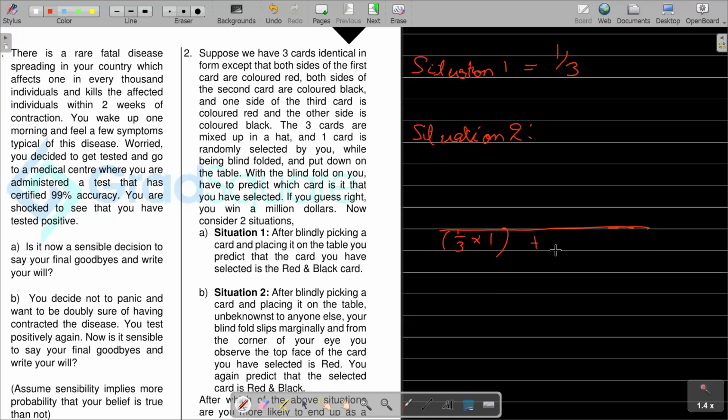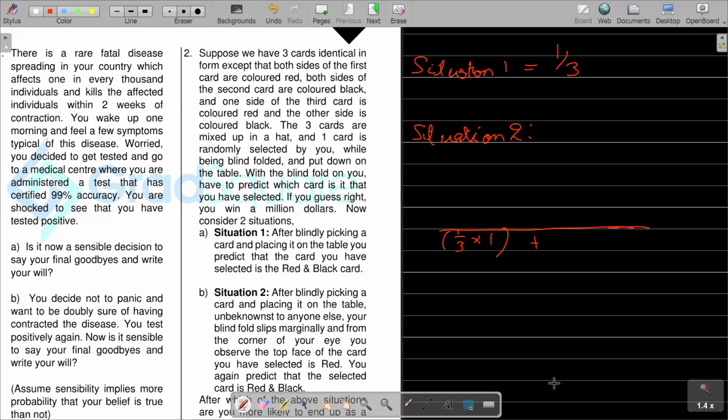Or I could have selected... Yes, it is confirmed, I am calculating conditional probability. Are you listening to me? Again, I'll repeat. The evidence is that one side is red, or the face which is facing me is red. In how many cases can that happen? It can happen in 2 cases. Either I have selected that card in which both faces are red, or I have selected the card in which one face is red and one face is black.